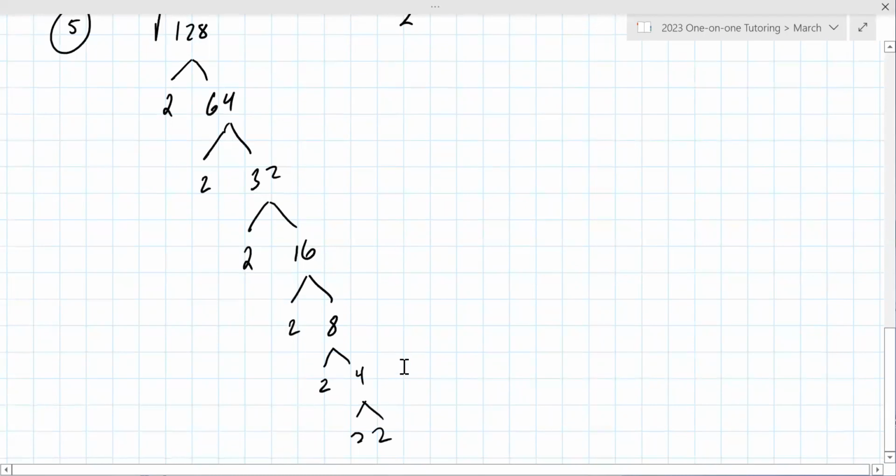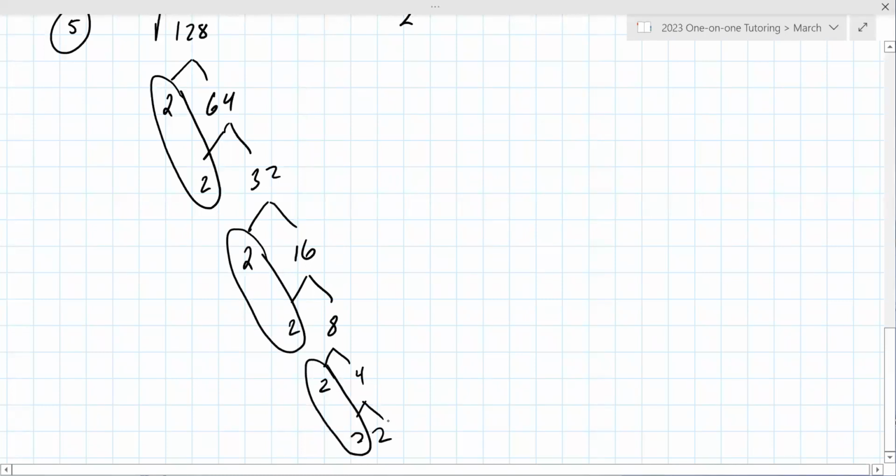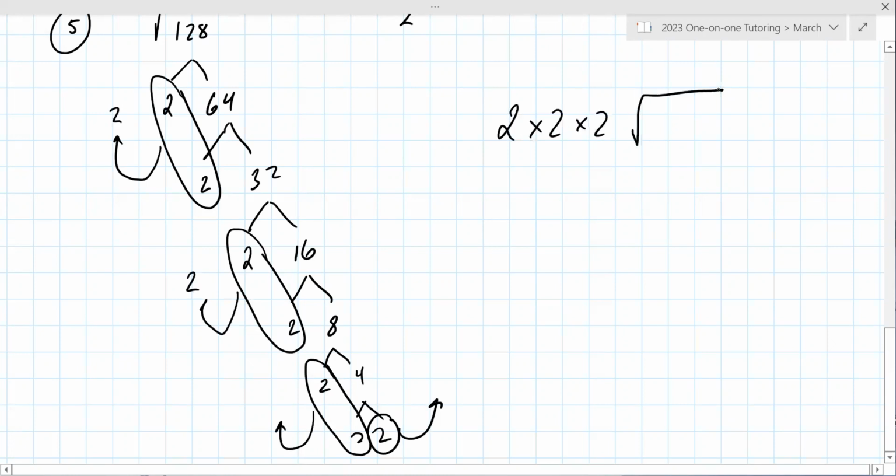You still have to circle pairs. There's a pair, there's a pair. It doesn't matter where you start; you'll get the same answer. How many pairs of 2s do you have? 3. So you bring a 2 out for each of them: 2 out, 2 out, and a 2 out. So it's 2 times 2 times 2 on the outside. What's left on the inside? It would just be a 2. So what is your final answer? 8 square root of 2. Good.